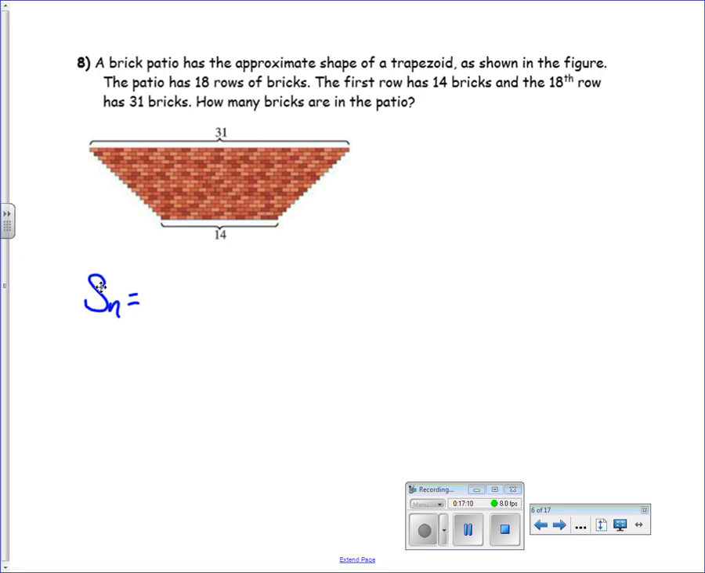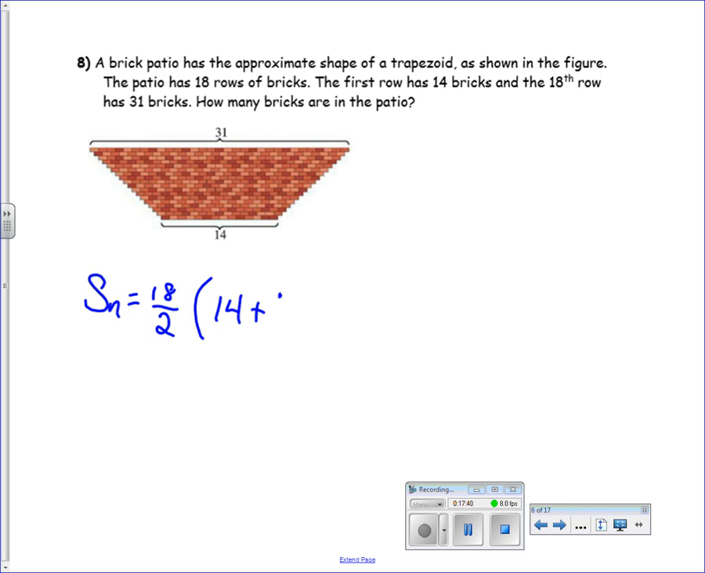Okay. So the first one in the row is going to be 14. And I'm kind of jumping ahead of myself. So first I have to think about also, how many rows do I have? 18. So we're going to have to do 18 divided by 2, because we're going to be having 18 rows. Again, it's divided by 2 because of the formula. And then 14 is my first term. What's my last term? 31.